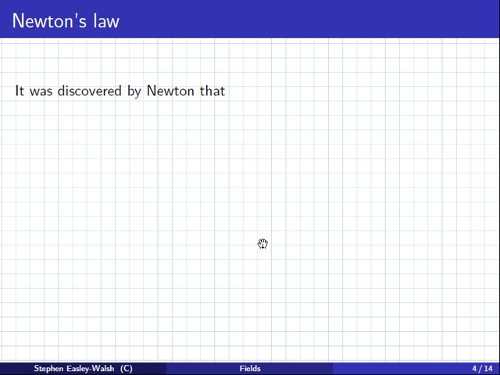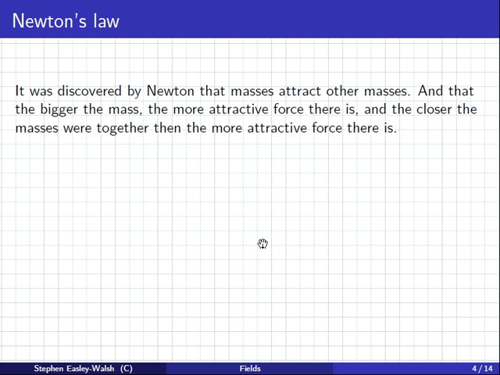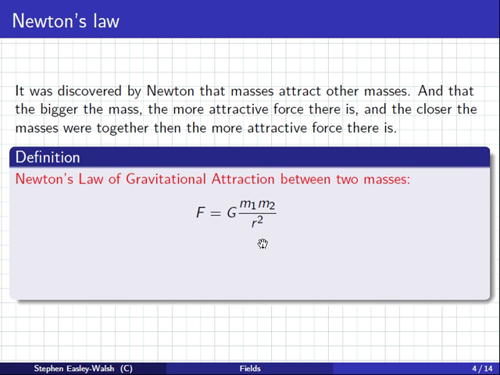So, it was discovered by Newton that mass attracts other mass. Now, we take this for granted. We all know this nowadays. And the bigger the mass, the more force. And the closer the masses are, the more force. And the formula looks a little familiar, doesn't it? What does it look a little bit like?